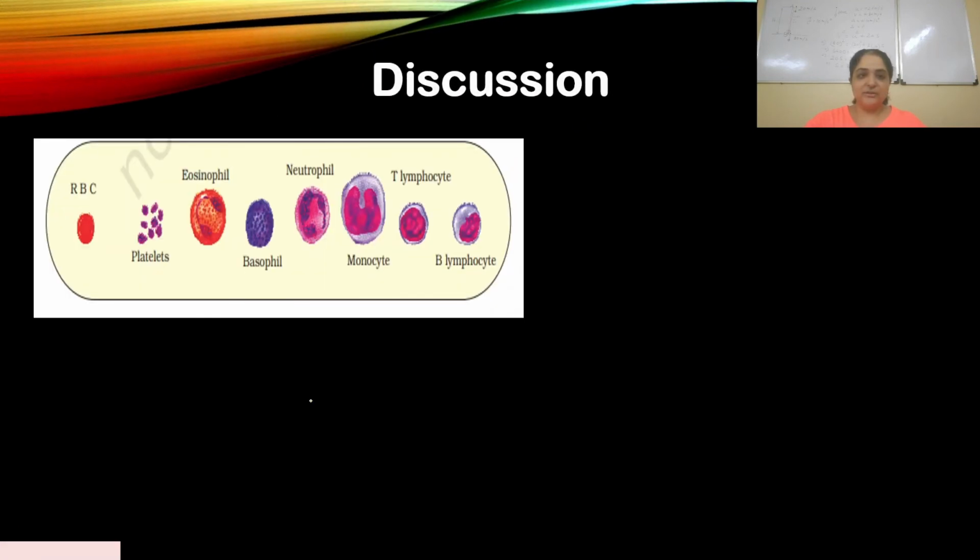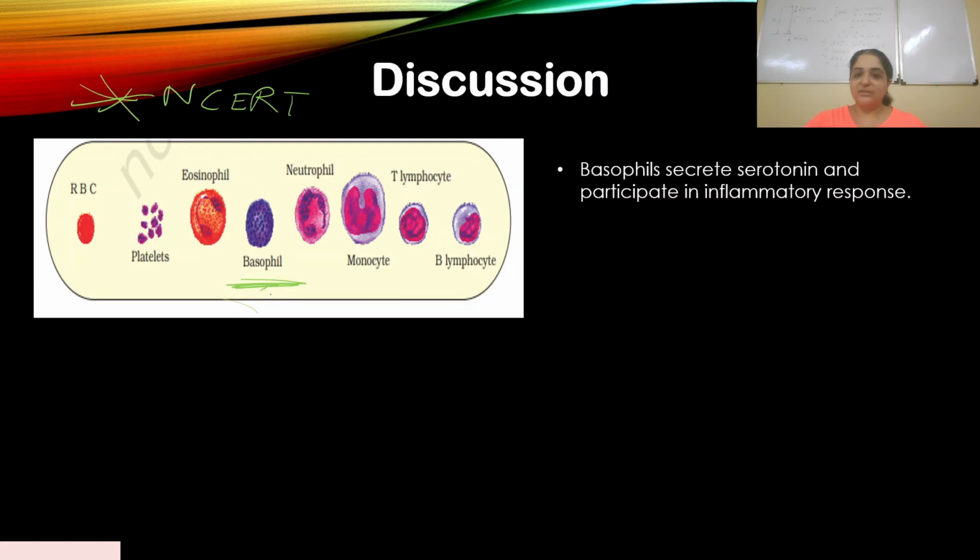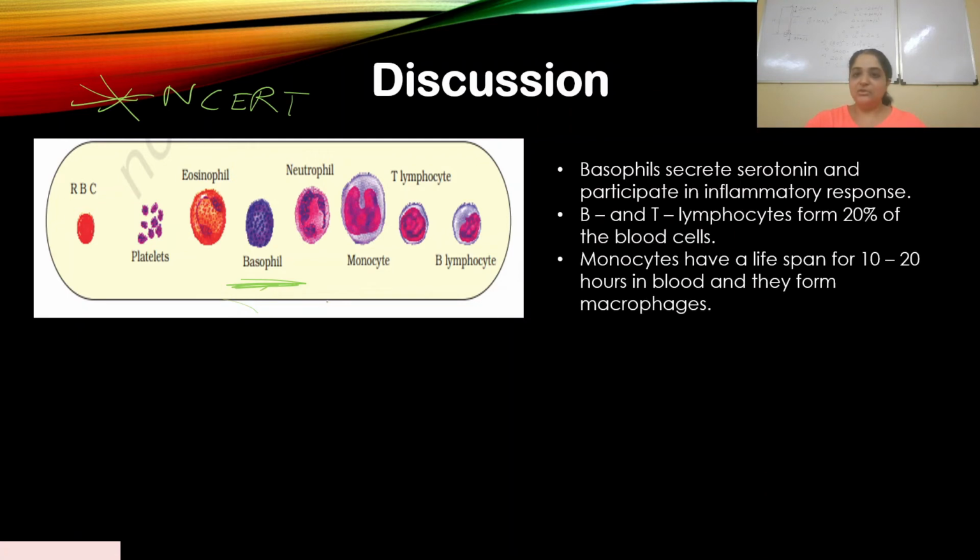We'll look at the discussion. This diagram is from NCERT. Please study all the NCERT diagrams properly, because you can get a question like that. Clearly you can see this is the basophil. You have the other types of cells also, but you need to learn what a basophil looks like. Basophils secrete serotonin and participate in inflammatory response. B and T lymphocytes form 20% of the blood cells. Monocytes have a lifespan of 10 to 20 hours in blood, and they form macrophages. So basophil is the right answer for this.